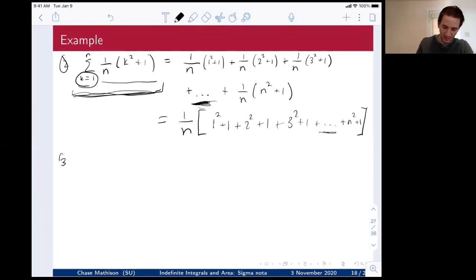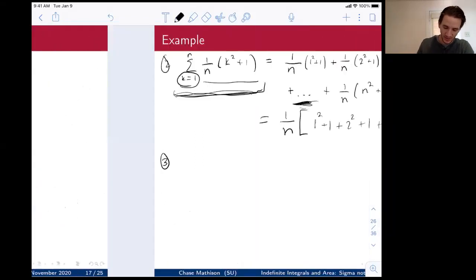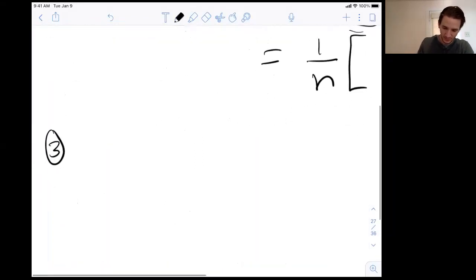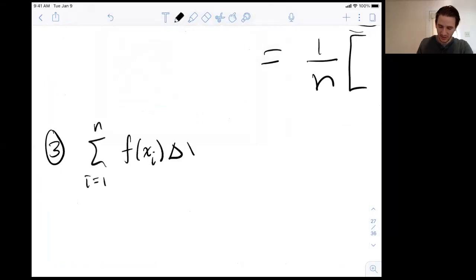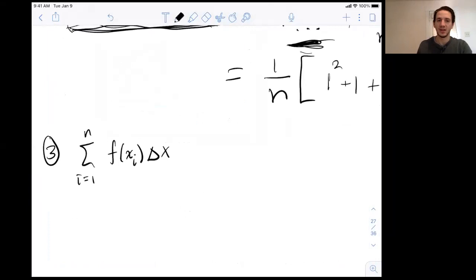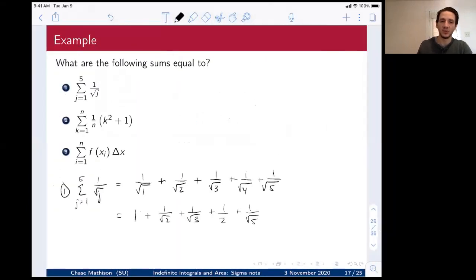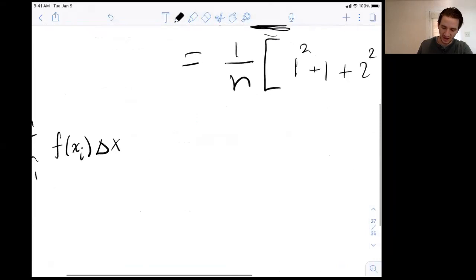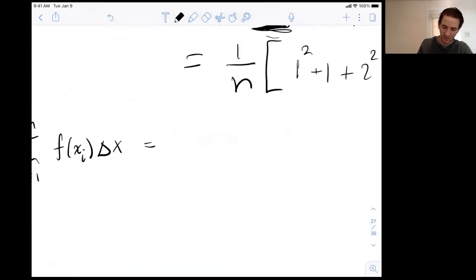And lastly, number 3, the sum i equals 1 to n of f of x i delta x. Okay, so again, the only thing that really matters here is i. So I start off with i equals 1. Well, when I plug in i equals 1, I'm just going to get f of x 1 delta x. And that's it. That's all I can write there. I don't know what f of x is. I don't know what delta x is. So this is all I can write for the first term.